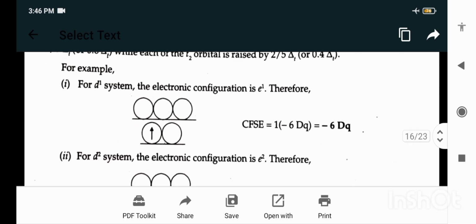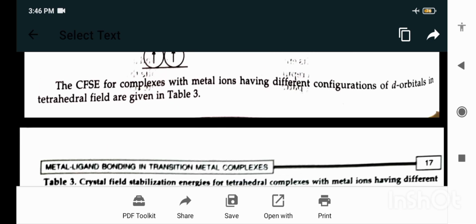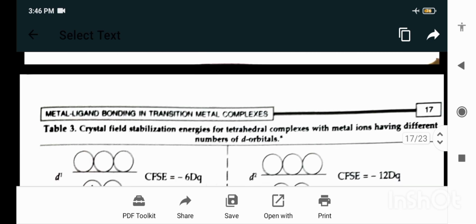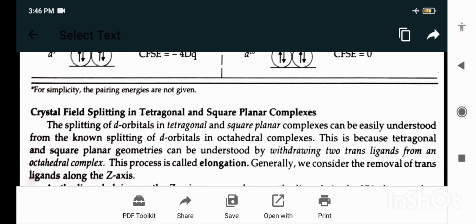For example, for a d1 system, the electronic configuration is e1. The CFSE value for the d1 is minus 6 Dq. CFSE values for metal ions having different configurations of the d orbitals in the tetrahedral field. Crystal field splitting in tetragonal and square planar complexes.